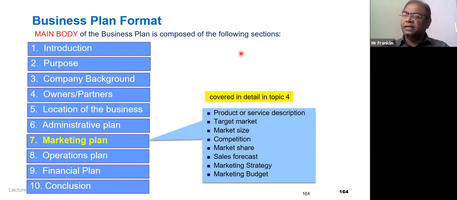This is where the 4 Ps come in, right? Marketing strategy, 4P, and then the budget. How much money you need to spend for marketing. And that is also very important because marketing is a cost. All right. So when you need to spend money, how much you need to spend on marketing you also need to budget out here in the marketing plan. All right.